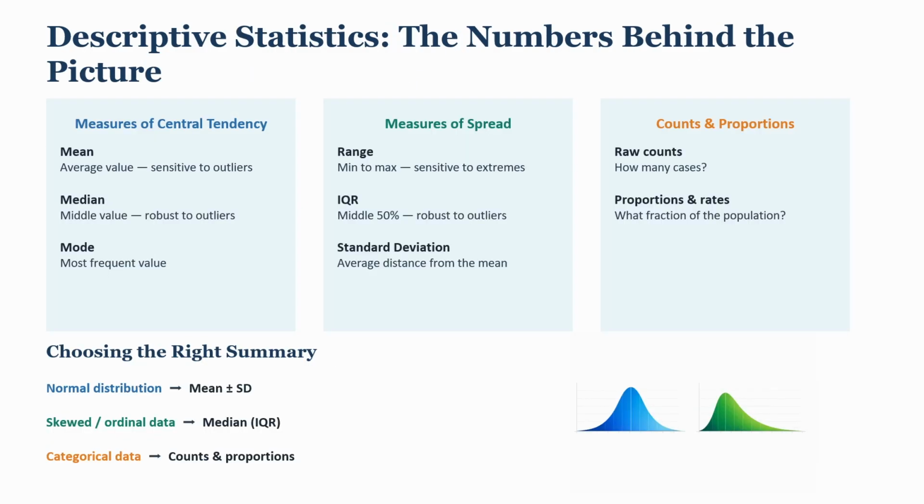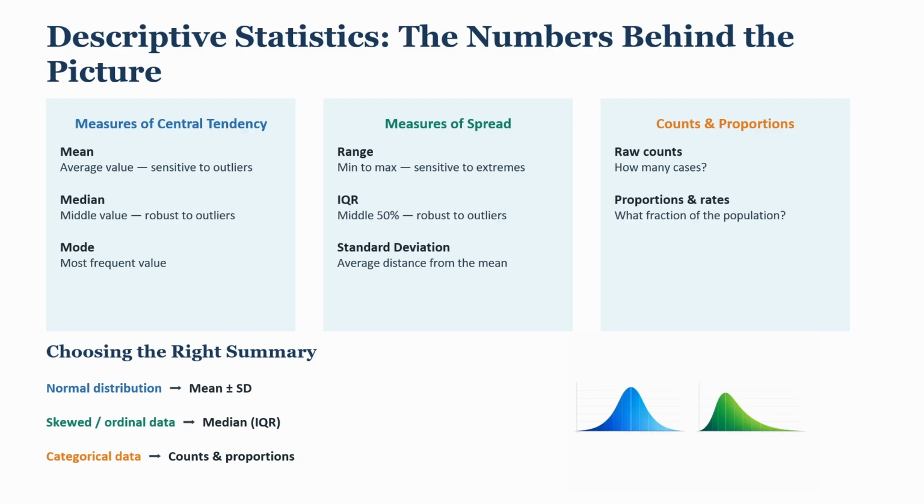Descriptive statistics are the numerical tools we use to summarize the distribution of disease and its determinants in a population. They're the numbers that fill in the picture painted by descriptive epidemiology. The first choice is always between measures of central tendency. Where is the middle of the distribution? The mean is the arithmetic average, intuitive and widely understood, but sensitive to outliers and skewness. If one animal has an extreme value, it can pull the mean substantially.